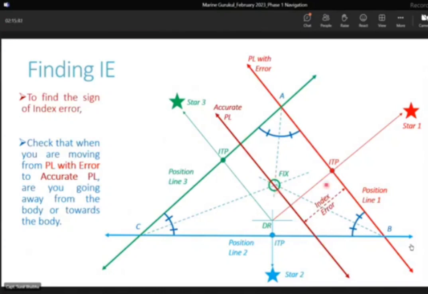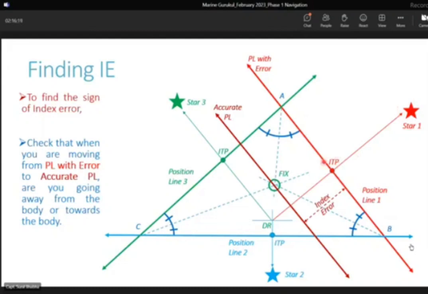So when you are moving from the wrong PL, that is the red color PL, to the accurate PL, that is the maroon color PL, you have to see carefully whether you are going away from the body or you are going towards the body. Which body we are talking about? The body, the celestial body using which the PL was calculated. In our case, this celestial body is the red color star, that is star 1.